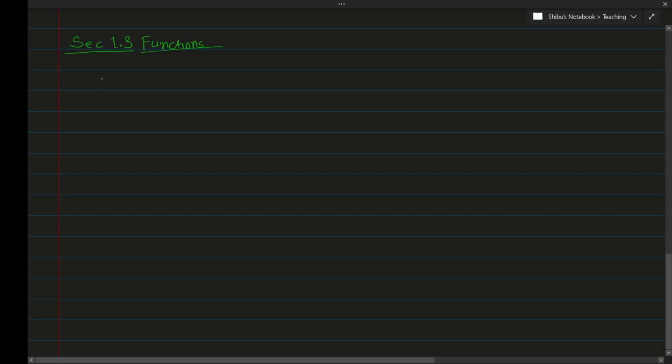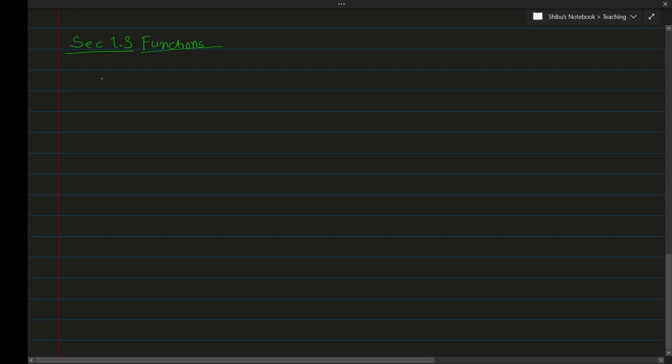Hello there. Today we are going to discuss functions. This is a very important concept in mathematics. You can find this terminology in many mathematics, physics, and chemistry literatures. So today we are going to understand what a function is and what it does.